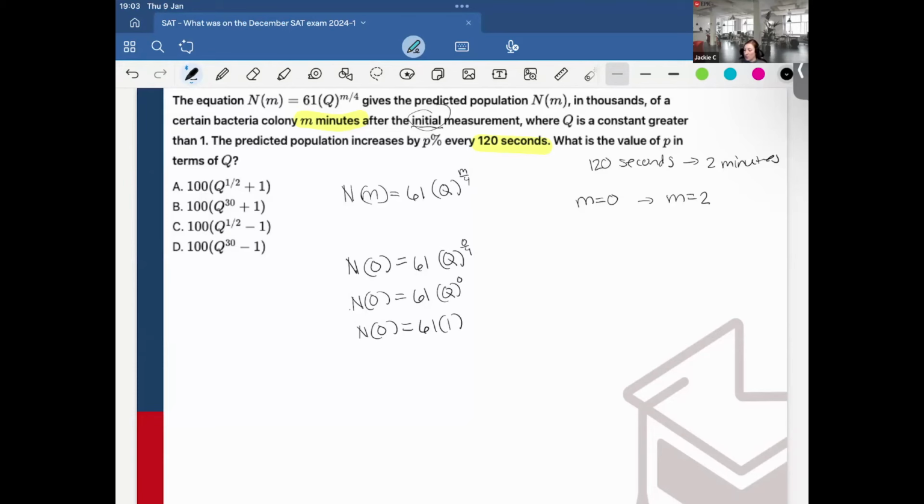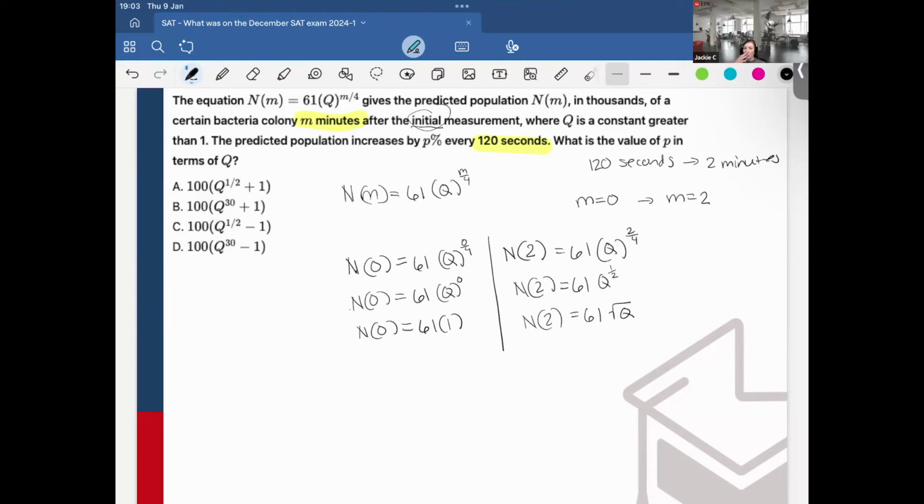And then I also want to calculate what the population would be at 2 minutes. So at 2 minutes, we'll plug in 61, q, and my m value would be 2 over 4. So this would be q to the 1/2. I could keep it as 1/2, but just to show, anything raised to the half power, another way I could re-express that is the square root of q. So it's 61 times square root of q.